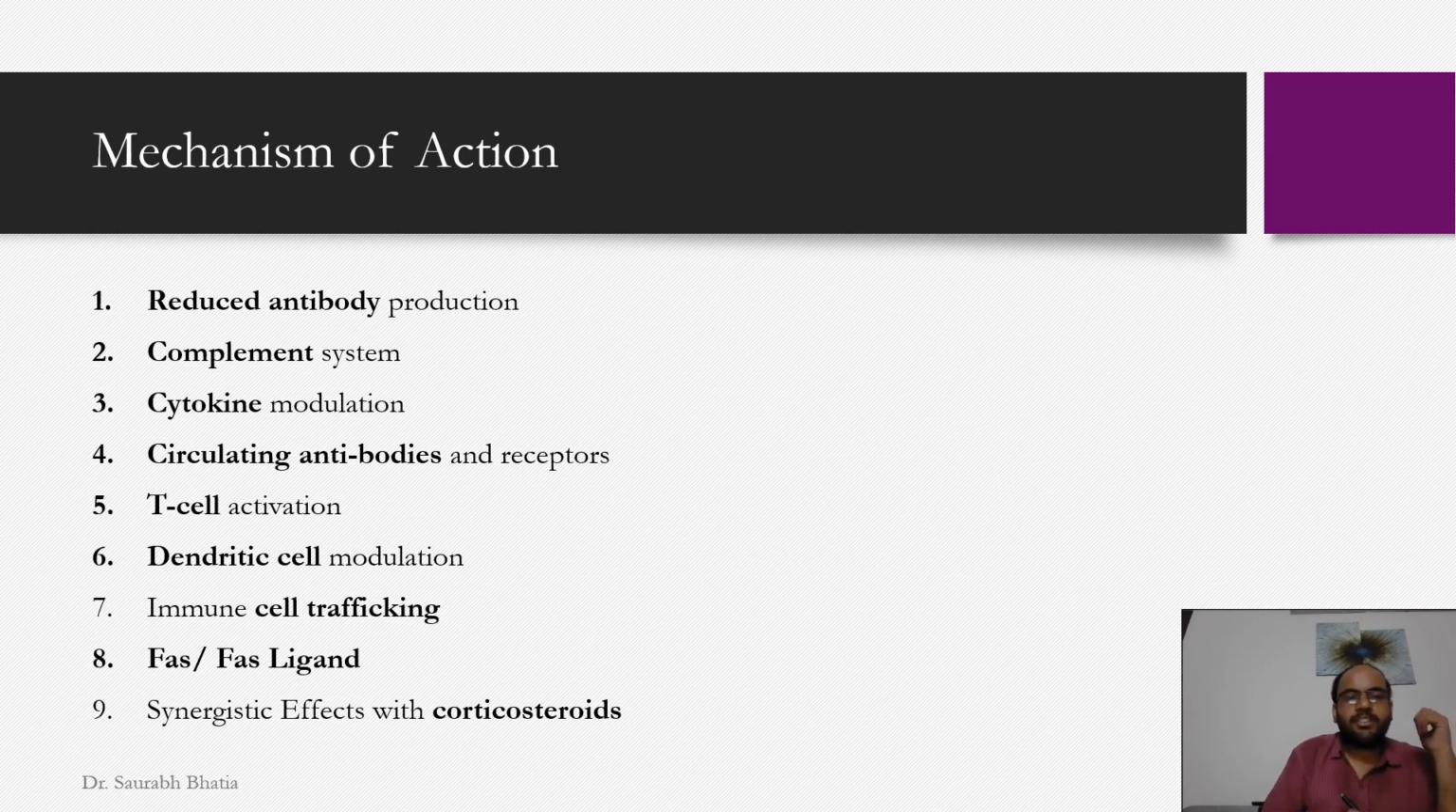So the mechanism of action includes reduced antibody production, complement system modulation, cytokine modulation, circulating antibodies and receptors, T cell activation, dendritic cell modulation, immune cell trafficking, Fas ligand interactions, and synergistic effect with corticosteroids. Okay, so subsequently, very quickly, we are going to discuss each and every different mechanism of action.